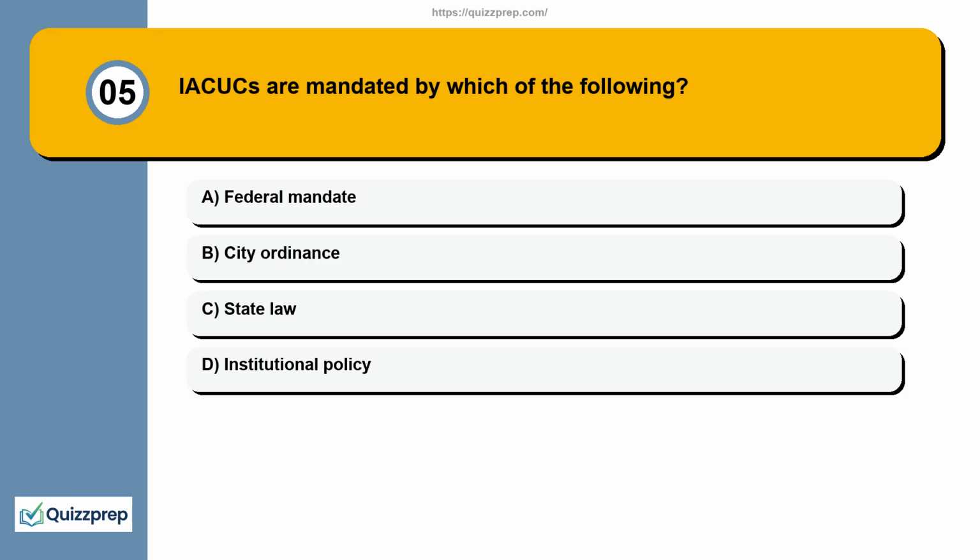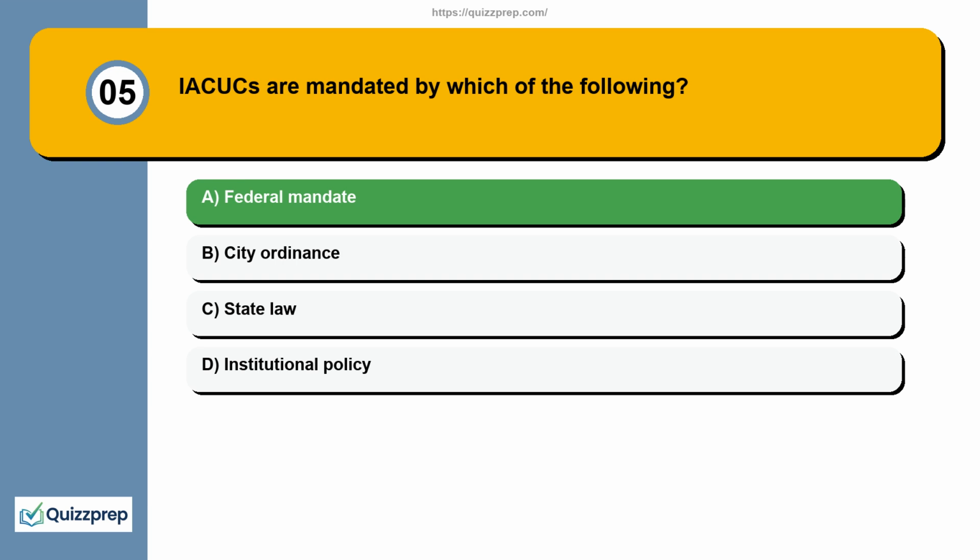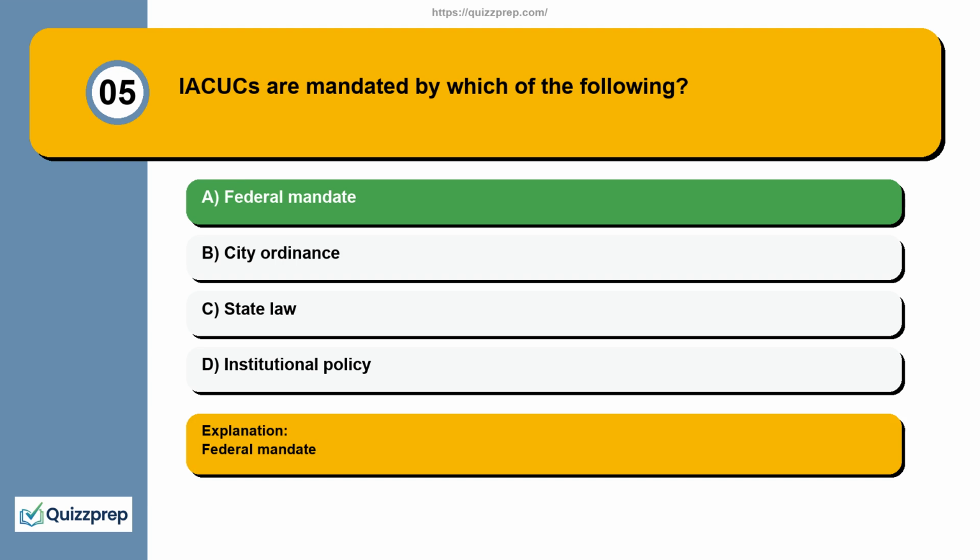Question 5. IACUCs are mandated by which of the following? Option A. Federal mandate. Option B. City ordinance. Option C. State law. Option D. Institutional policy. The correct answer is option A. Federal mandate.